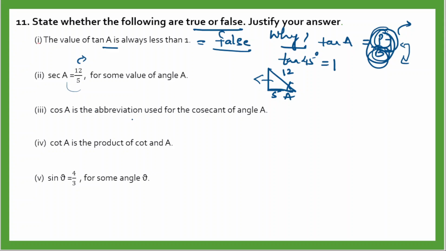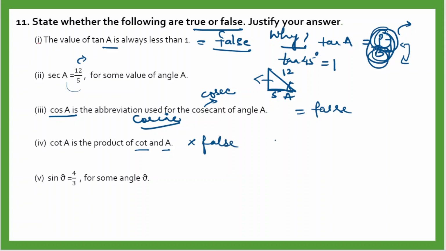Cos A is the abbreviation used for the cosecant of angle A. No, it is false because cos A is not the abbreviation for cosecant. It is for cosec. So what is for cos? It is cosine. For this, it is cosec. Okay. Cot A is the product of cot and A. False. It is the cot of angle A.